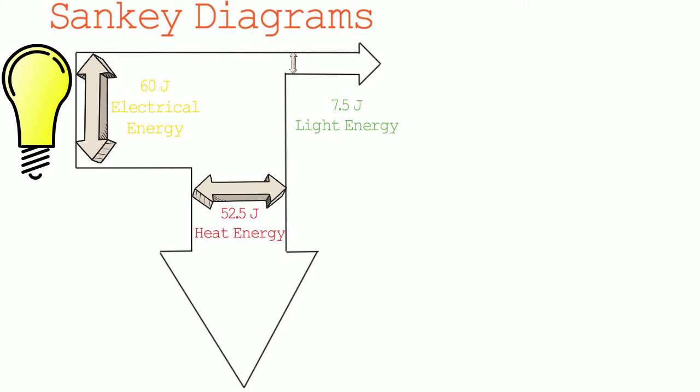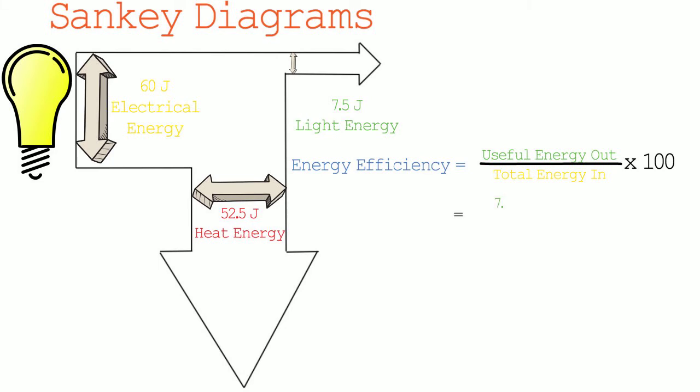From the information on the Sankey diagram, we can work out the energy efficiency of this light bulb. We do this by doing useful energy out divided by total energy in. The useful energy for the light bulb is light energy, and this is 7.5 joules. The total energy in is shown on the diagram by how much energy is going into the light bulb, which is 60 joules of electrical energy. So we do 7.5 joules divided by 60 joules times 100, which gives us an energy efficiency of 12.5%.